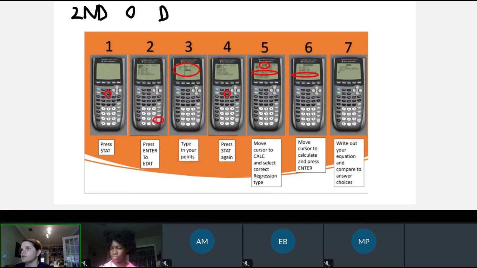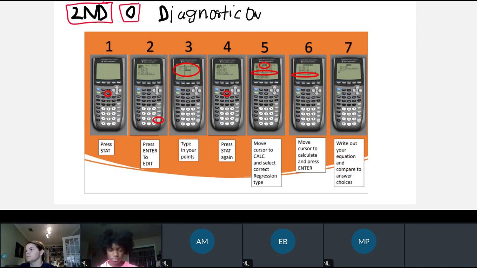And then you're going to scroll down. I'm going to put these in little boxes so we know those are zeros in second. And then you're going to scroll down until you get to diagnostic on, and you're going to hit enter 2 times. So let me know when you've got your diagnostic on. Okay, so now what you're going to do is follow these steps.